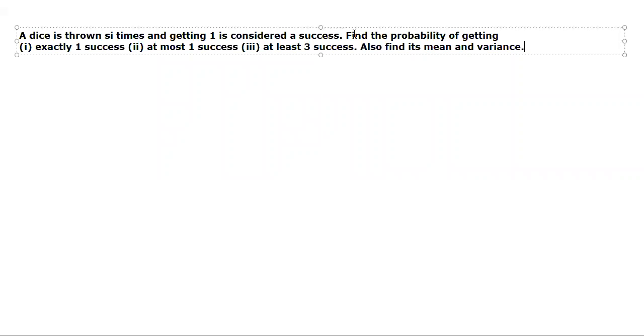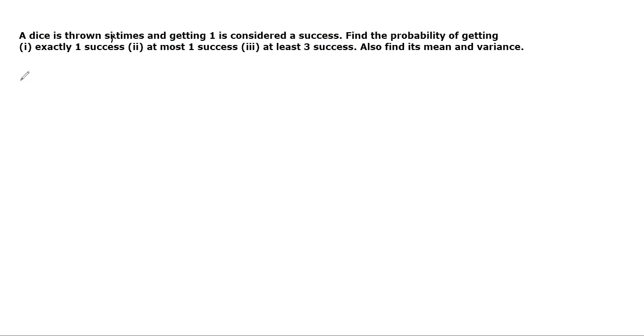Now let's discuss some examples of binomial distribution. So let's have this as our first example. A dice is thrown 6 times and getting a one is considered a success. Find the probability of getting, and there are three parts: exactly one success, at most one success, or at least three successes. We also have to find the mean and the variance.